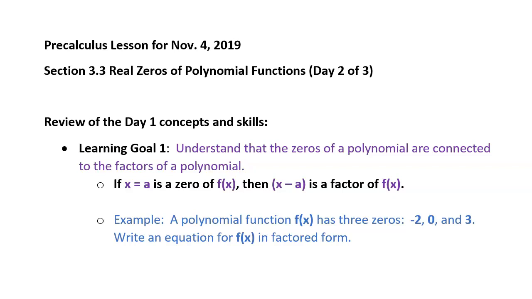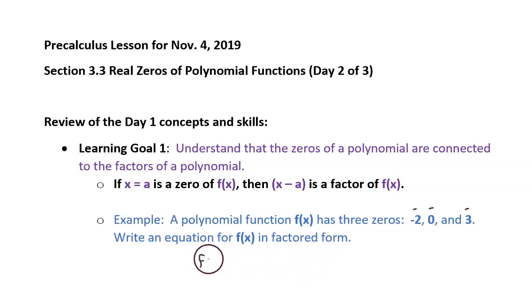Learning goal 1 from our last lesson was to understand that zeros of a polynomial are connected to the factors of a polynomial. Here's an important concept. If x equals a number is a zero of polynomial f of x, then x minus that number is a factor of the polynomial. Here's an example. A polynomial function has 3 zeros, -2, 0, and 3. Write an equation for that polynomial in factored form.